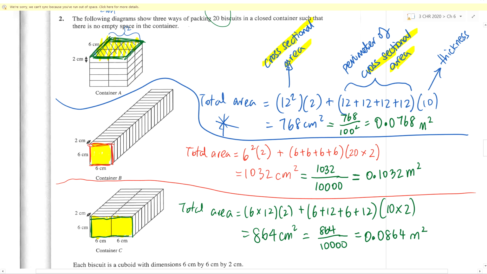Okay, so this is the conversion. Please, when you're doing your own conversion, you have to see whether they make sense or not. Earlier, we said that container A has the smallest area. Now, after you do the conversion, A must still be the smallest value. If for some reason you convert already, then C has the smallest value, then you know something is wrong.